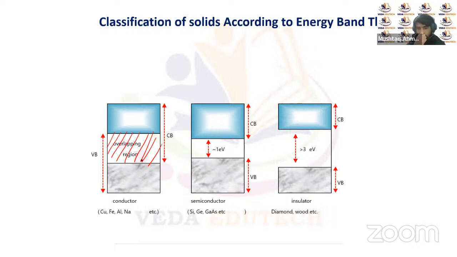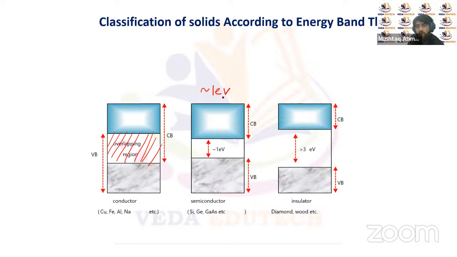Now, talking about the semiconductors, the energy gap. The energy gap between the conduction band and valence band lies in the range of 1 electron volt. So this is the energy gap between the two bands, the conduction band and the valence band, in case of semiconductors.